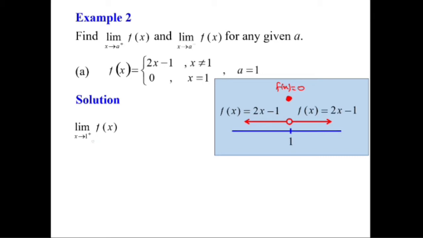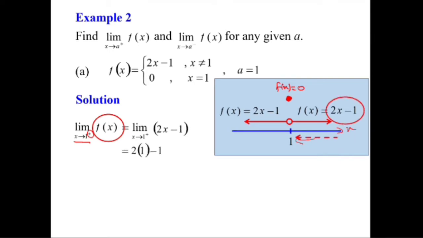Now let's take a look at the function for x approaching 1 from the right side of 1. On our number line here, from the right side of 1, the function is 2x minus 1. So replace f(x) with 2x minus 1. After that, substitute your value of x into the function f. 2 times 1, solve it, you get 1.